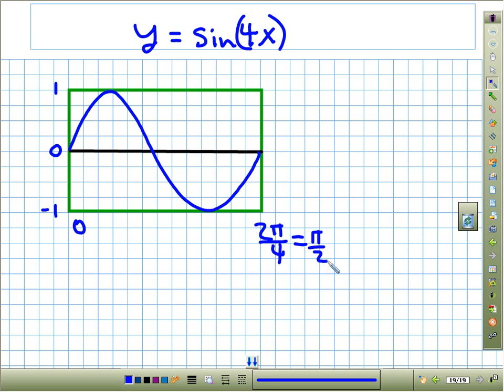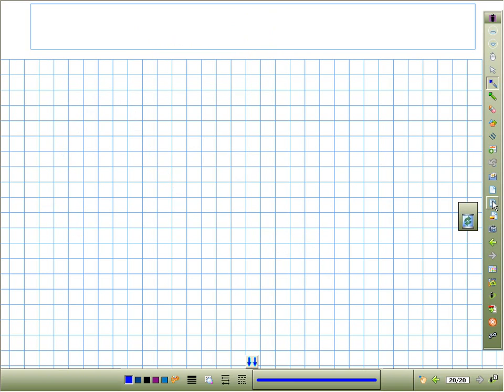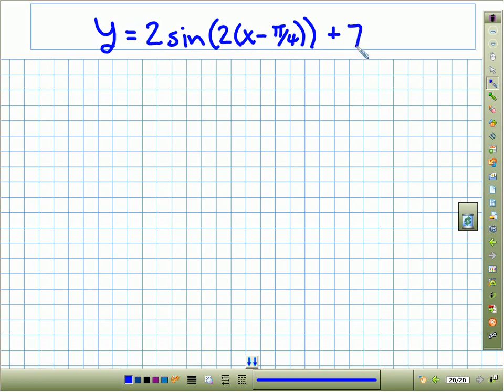Okay. Now, let's put together one that has everything we've done so far. Okay, now let's look at this one. This is what I call having all the whistles and bells. It has vertical shifts, horizontal shifts, amplitude change, and period changes.